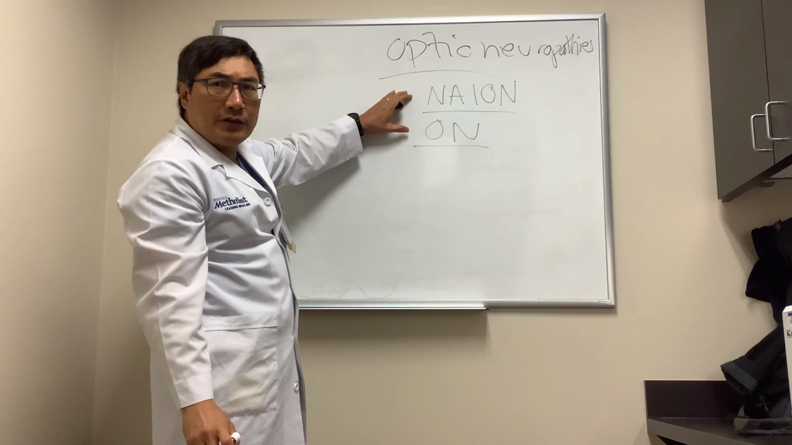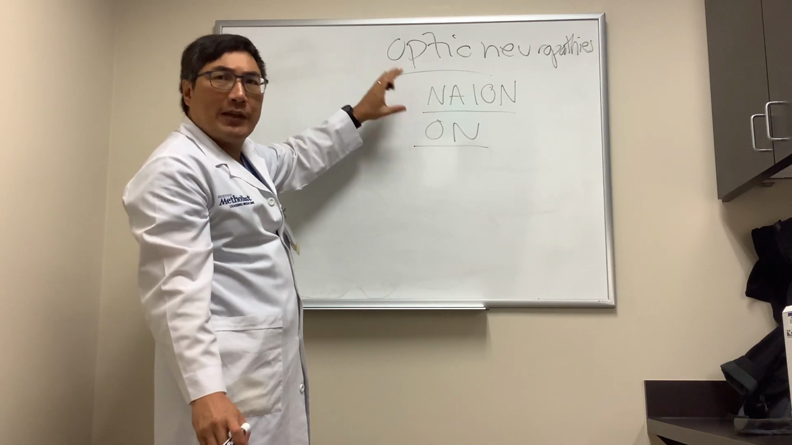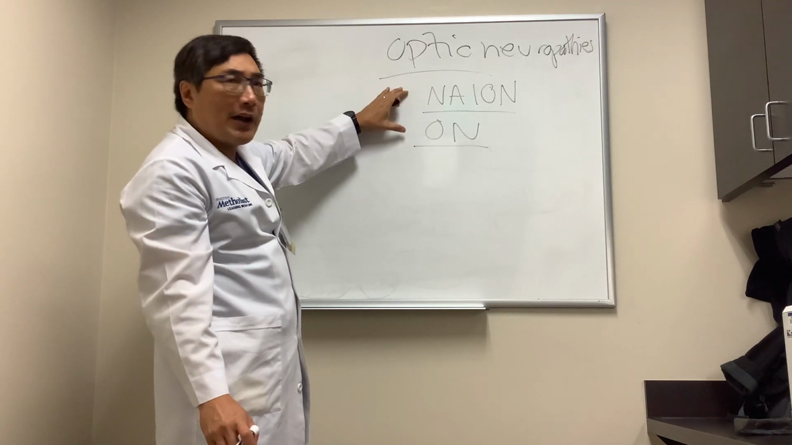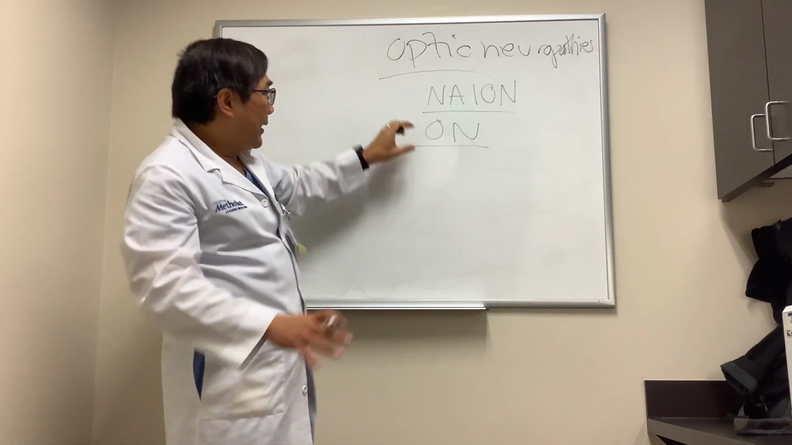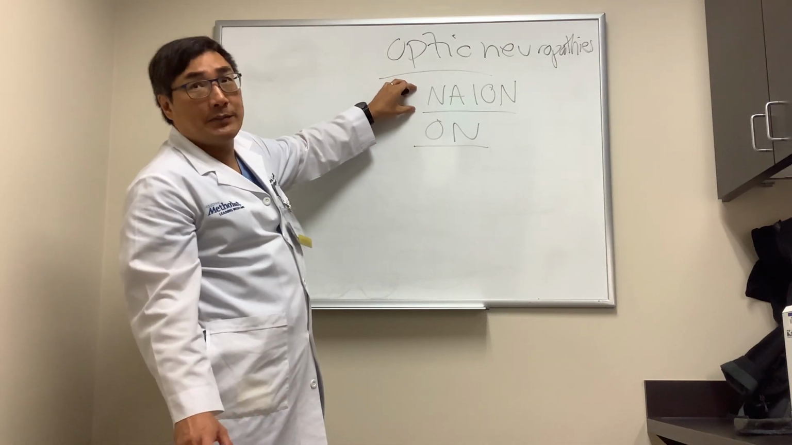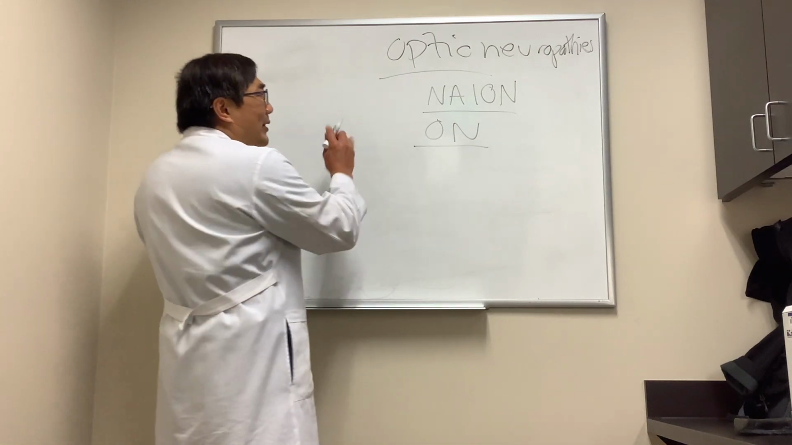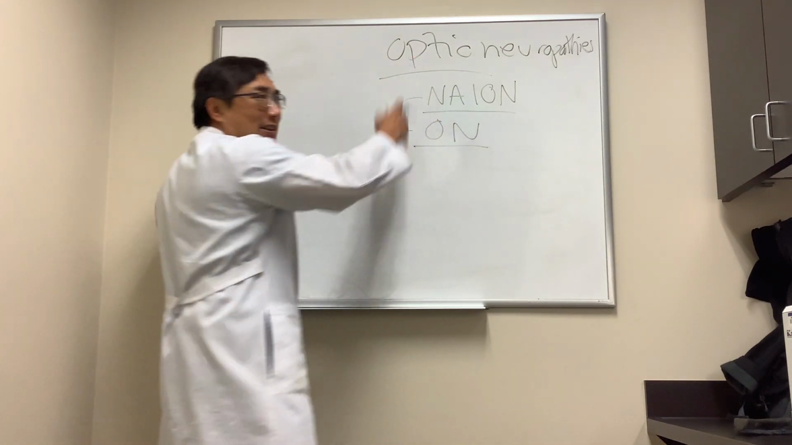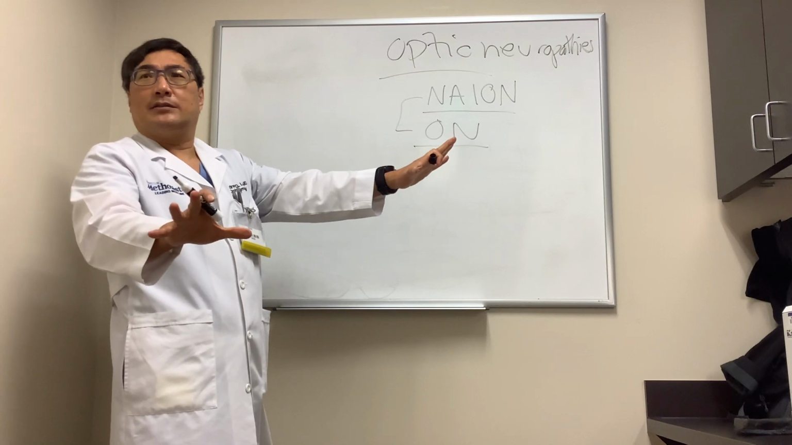They both have decreased acuity, they both have decreased field, they both have an RAPD, and they both have an optic nerve that could be swollen. In optic neuritis, it might not be swollen. In NAION, it has to be swollen. And what that means is you cannot tell the difference between those two based on those characteristics.